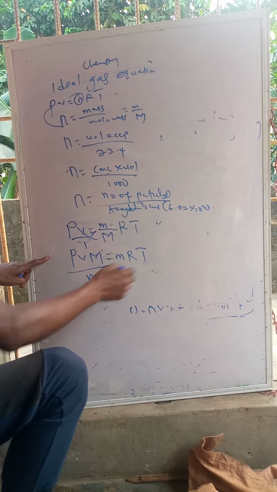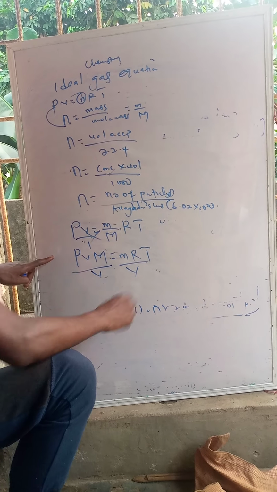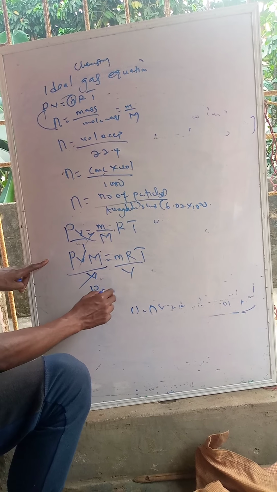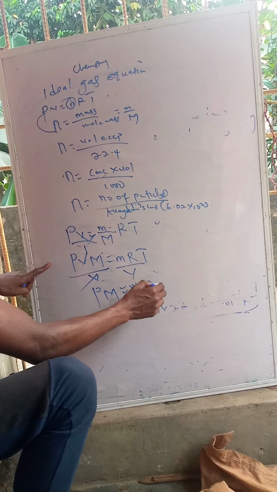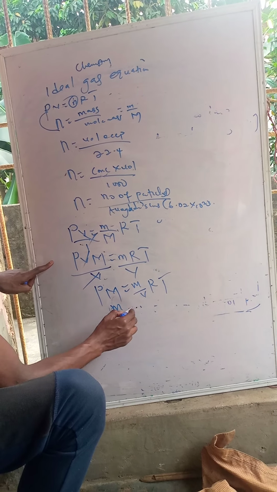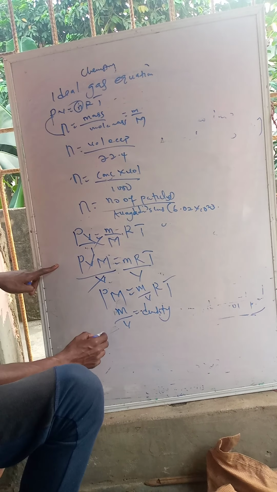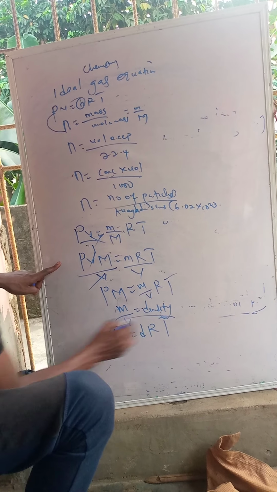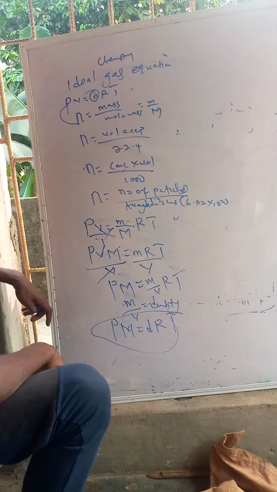If I'm to make something the subject of the formula here, I can make the mass the subject. So let's divide both sides by volume, which means volume cancels volume here. What am I going to have here? Pressure times molar mass is equal to mass over volume times molar gas constant times temperature. Recall that mass over volume is equal to density. Density is equal to mass over volume, which means that pressure times molar mass is equal to DRT. We can take any of these formulas to solve whatever kind of question that we need.